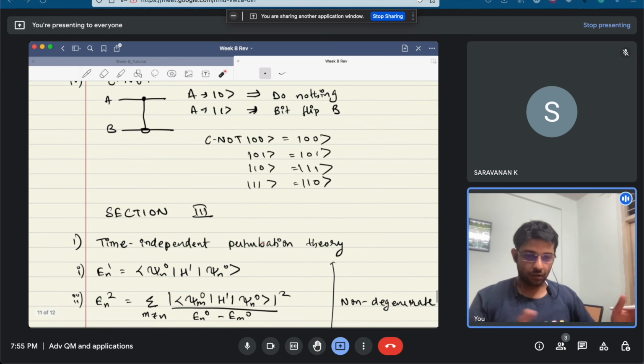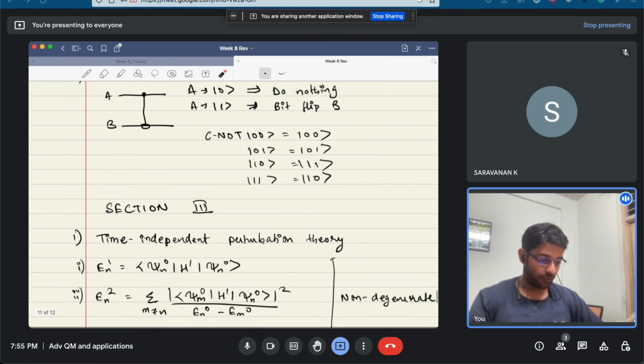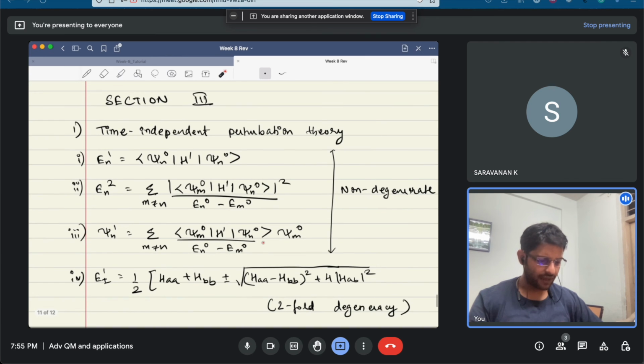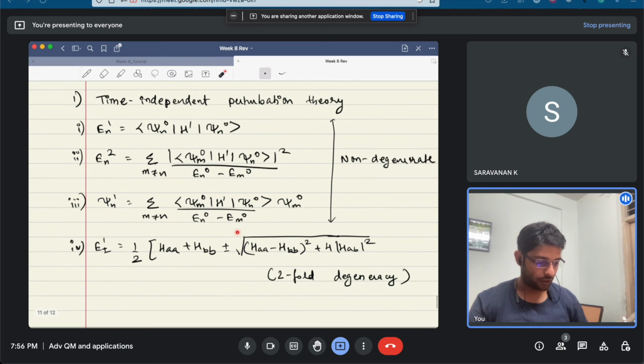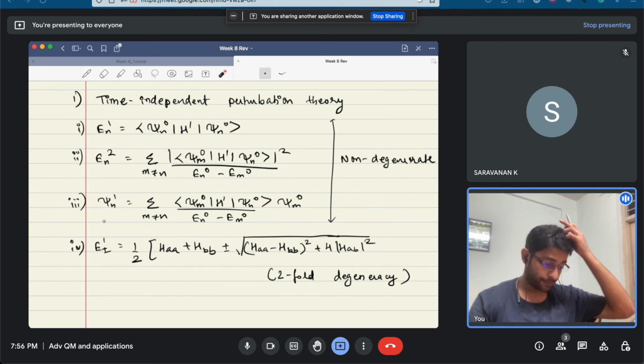So this was a summary of the quantum information part. And finally, we had the approximation methods, in which we initially dealt with time independent perturbation theory, where we have first order correction to the energy and second order correction to the energy. So these formulas come very handy. And then we have our first order correction in the wave function. We don't really have second order correction. That might be a lot more complex. We don't need to take care of that.